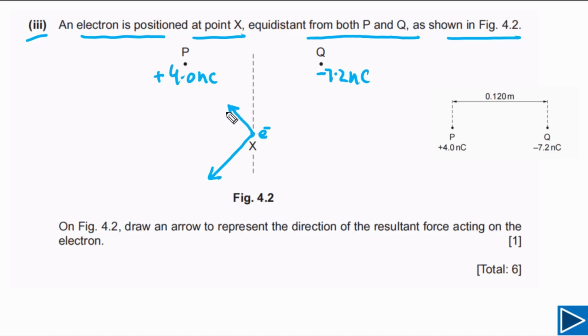Now simply we need to add these two forces. So we will use the parallelogram method. I will take this vector from here and draw it here, using dotted lines. So this is the direction of the force.